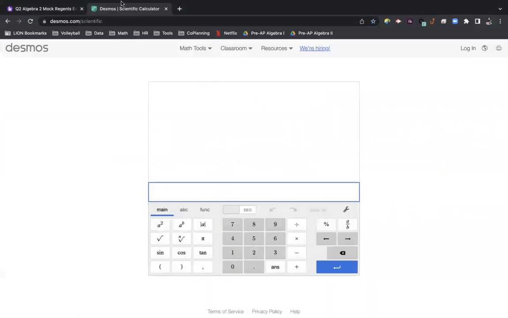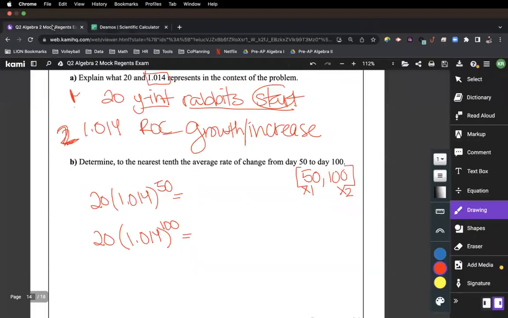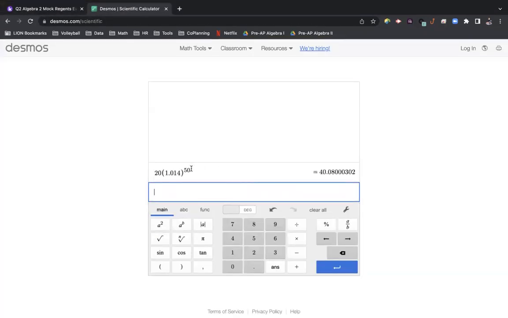Scientific calculator. So 20 times 1.014. I'm going to change this exponent to 50. Okay? Enter. Just double checking. 1.014. Now the next one's to the 100, so I'm just going to copy and paste this. 100. Okay? So remember that this is my x1, my y1, my x2, my y2.